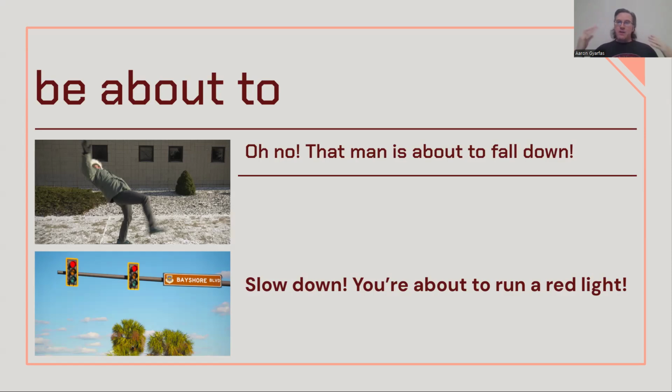Okay. I'm in the car with my friend. My friend is driving very fast. I see a red light ahead and I say, hey, slow down. You're about to run a red light. Okay. So these are examples of something that is going to happen or will happen very soon. So I am about to, you are about to, we are about to, he is about to, it is about to. Okay. Be about to.